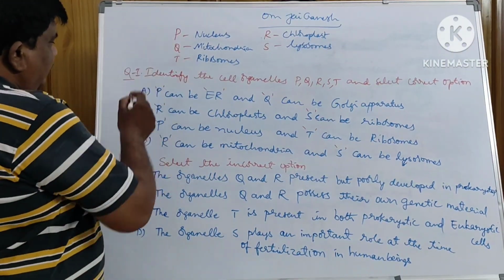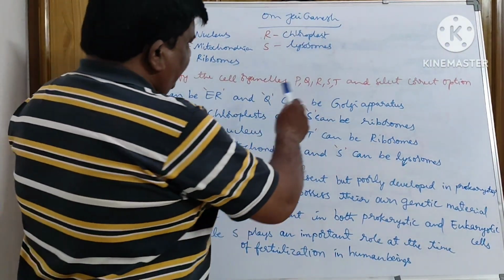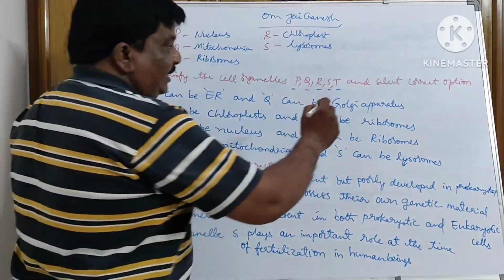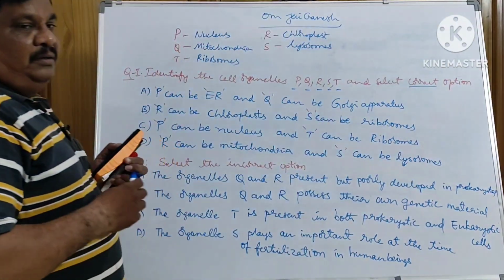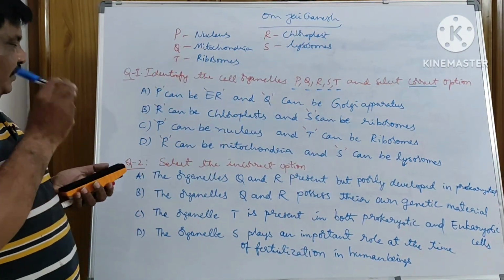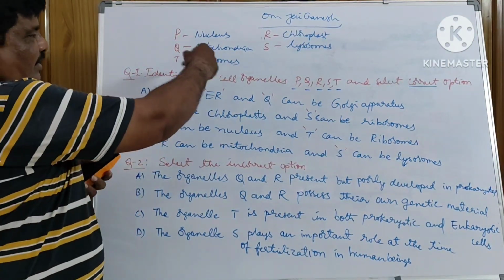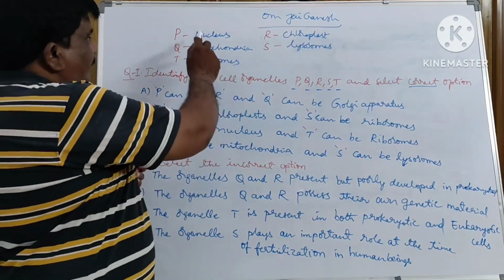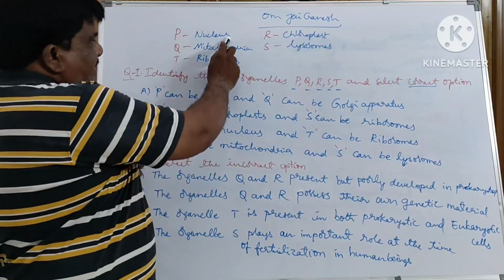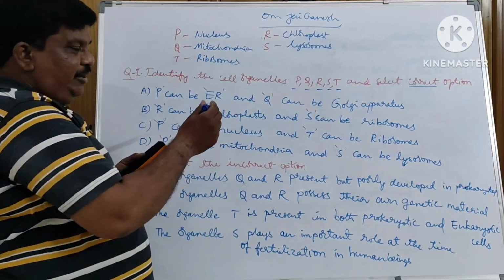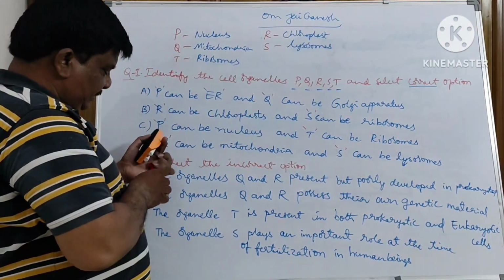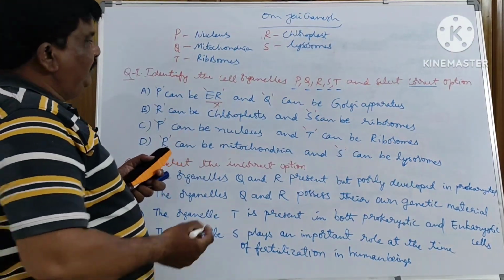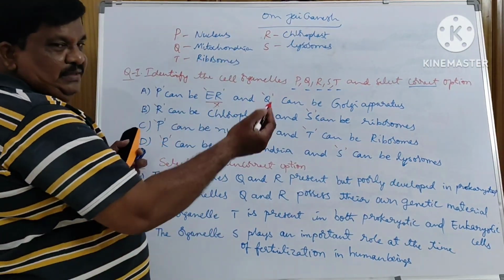Identify the cells P, Q, R, S, T and select the correct option. First let me see what we solved, and based on that we will check. Option A says P can be ER, endoplasmic reticulum. But P is a double membrane structure, so that is wrong. P is the nucleus, according to us.